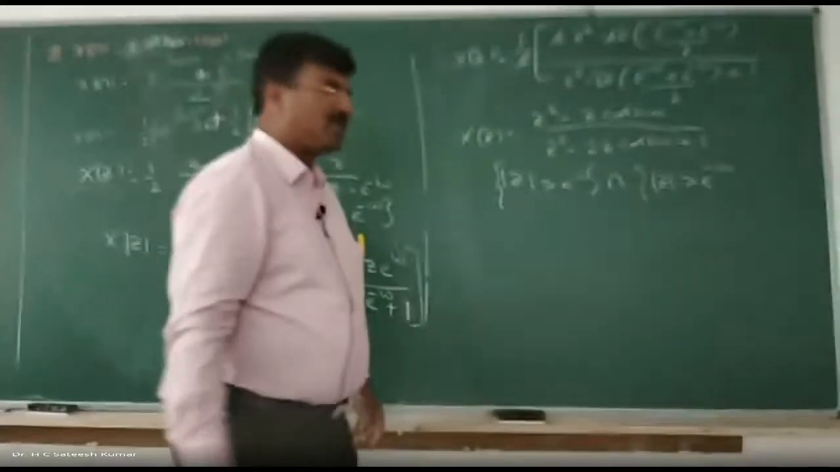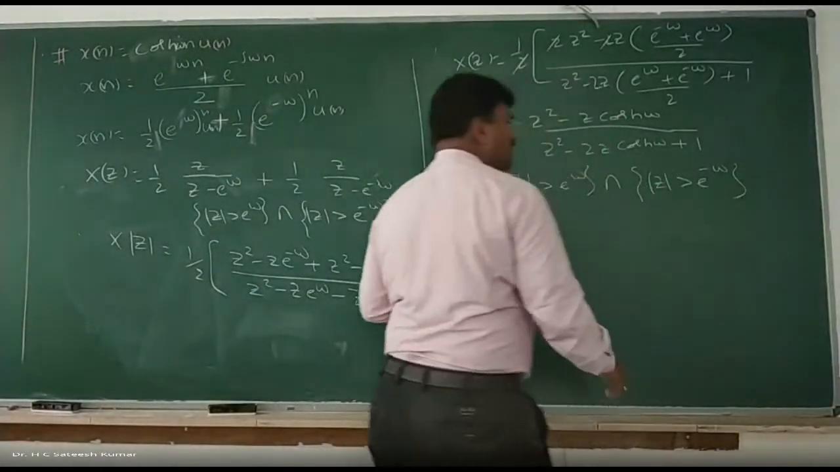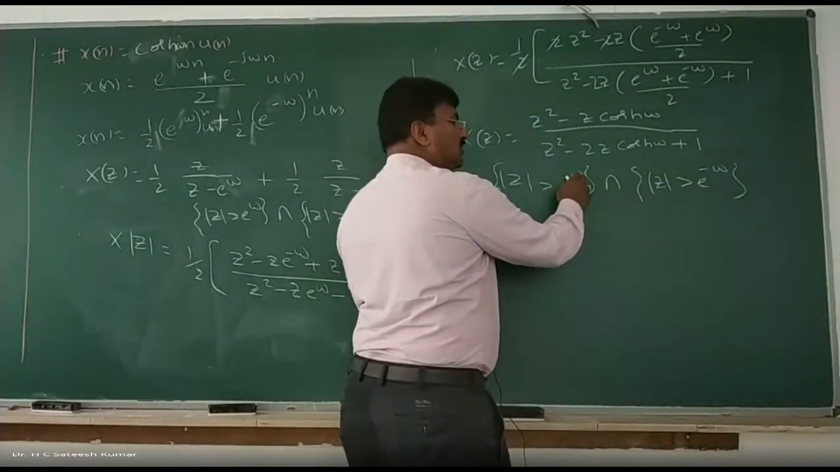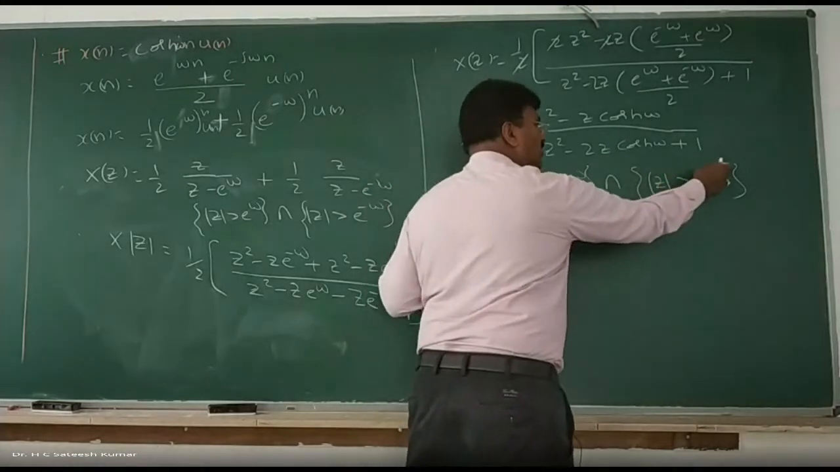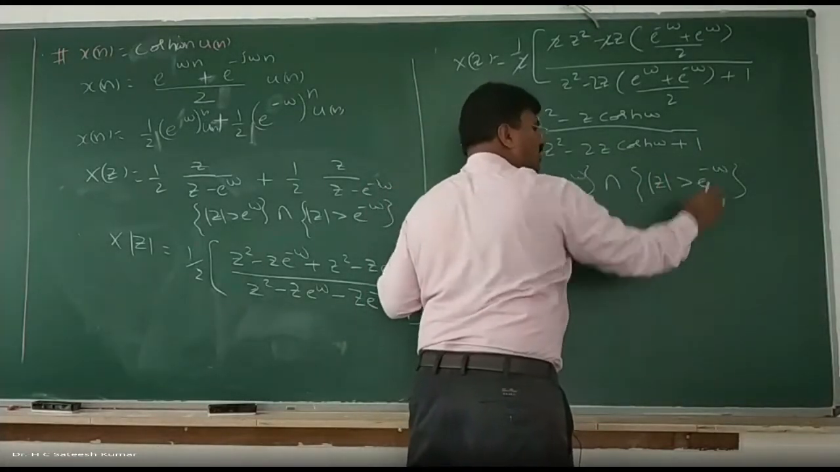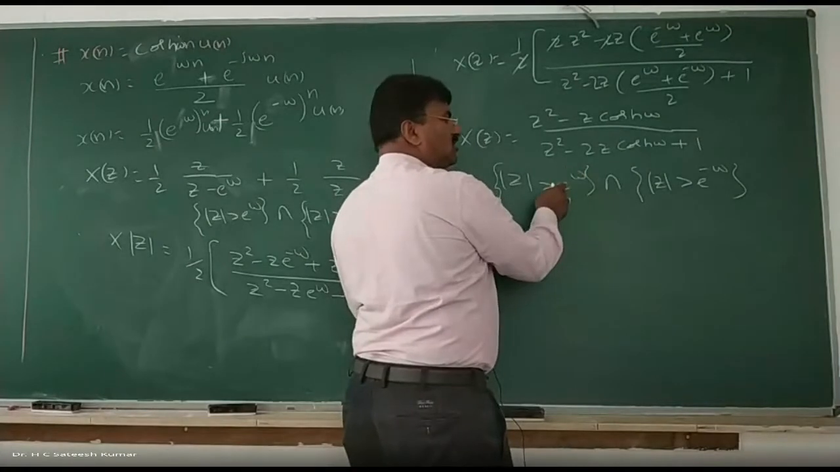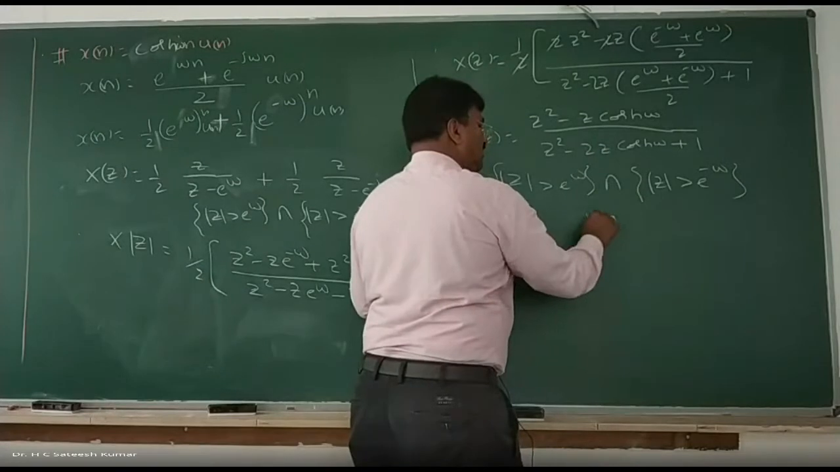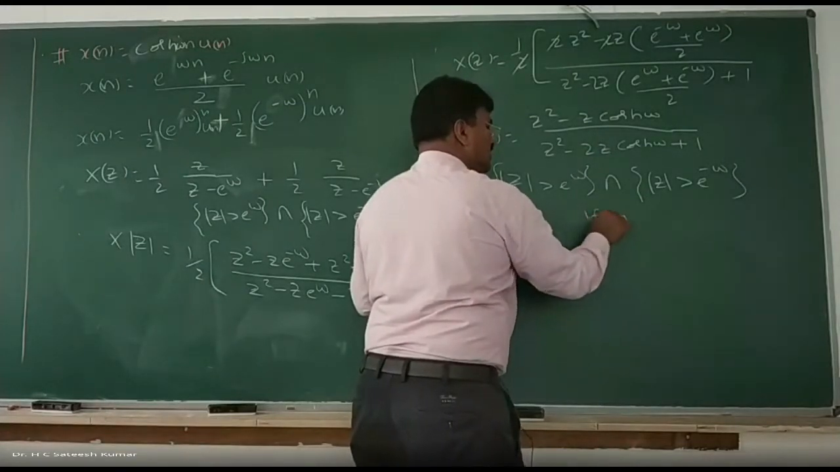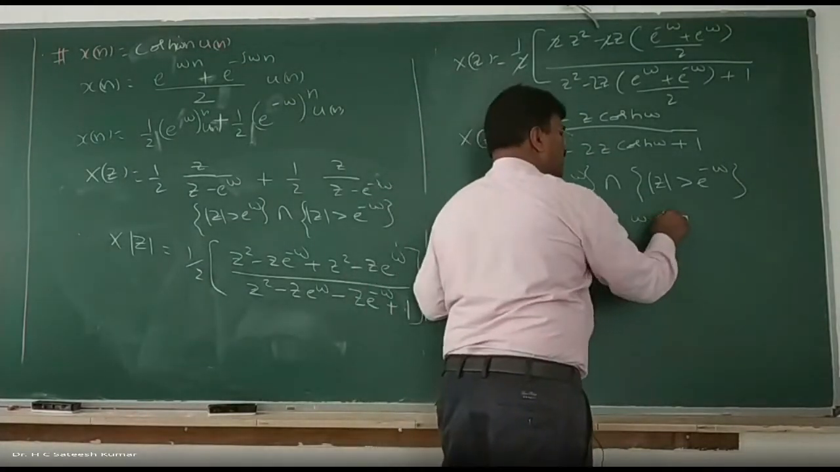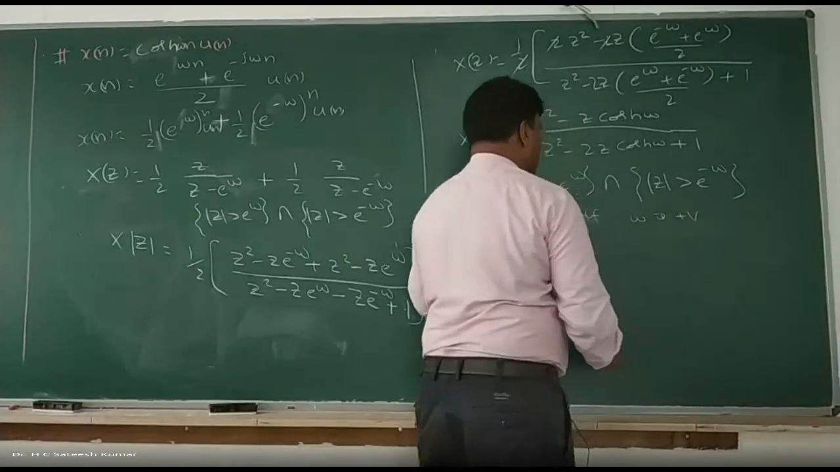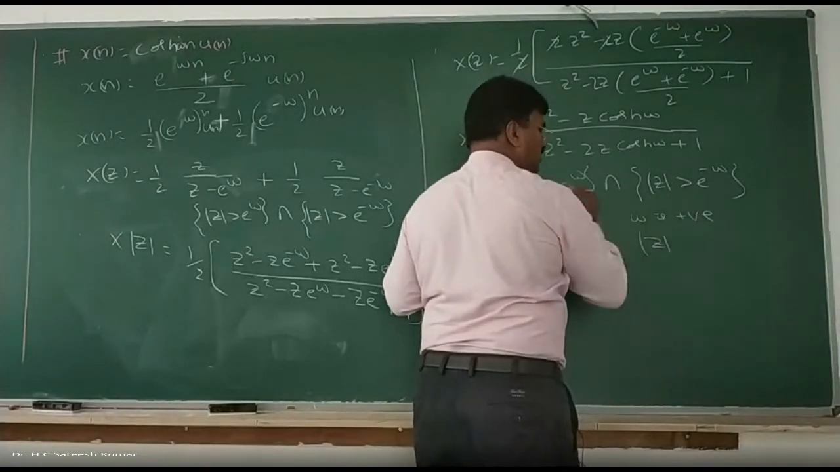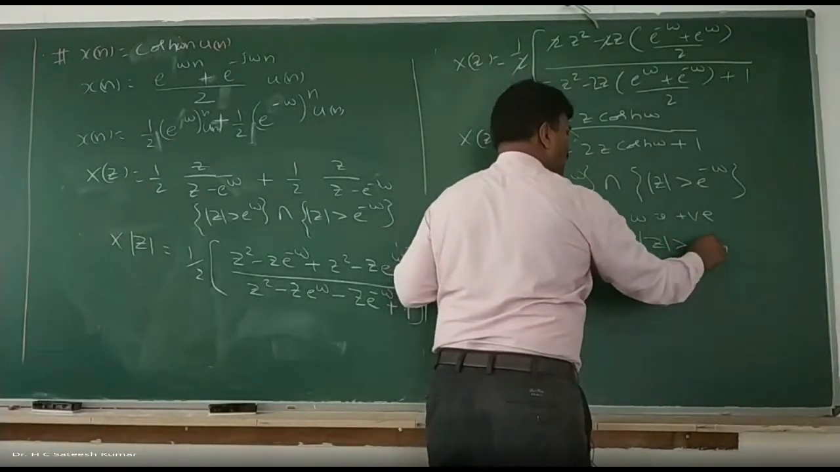So this sketch will depend upon the omega value, the intersection of it. If omega is, let us say, positive, for example omega is equal to 2, then e to the power of minus 2 and e to the power of 2, this is more. So the combined ROC is mod z greater than, because this is more, the intersection of these two, mod z greater than e to the power of omega, you will get it.